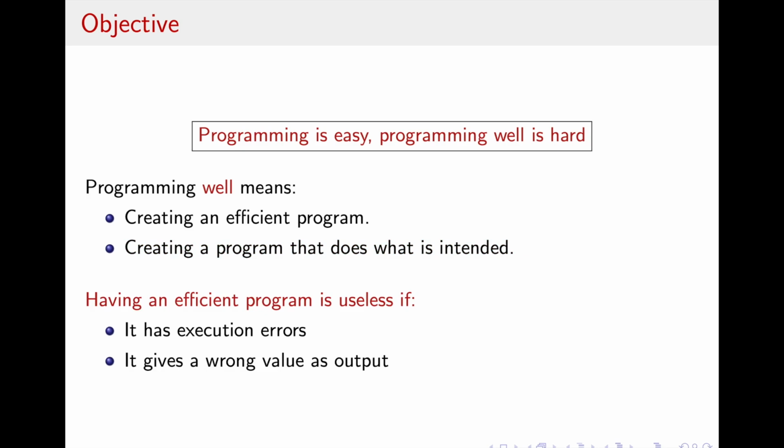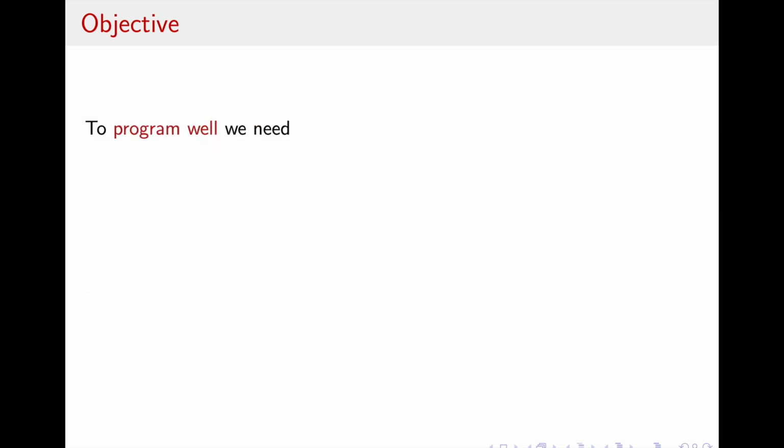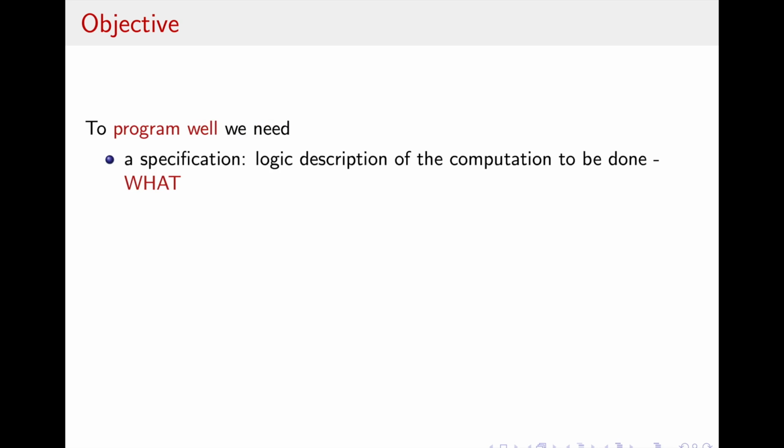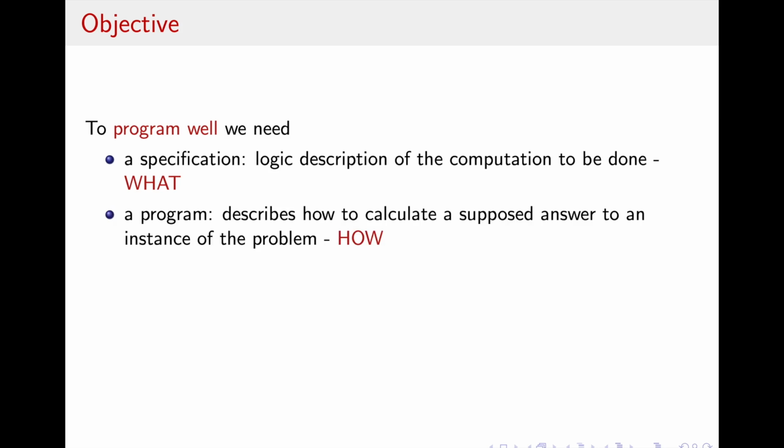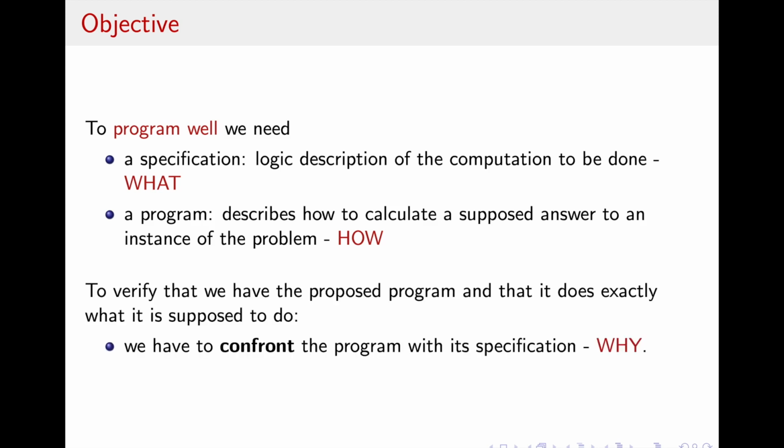That is because having an efficient program is useless if it has execution errors or if it gives the wrong value as output. So, given that, we can define three things we need to program well, and those things are a specification, which is a logic description of the computation to be done, here represented by what. We also need a program, of course, that describes how to calculate a supposed answer to an instance of the problem, represented by how, and, as a final ingredient, to verify the proposed program and that it does what it is supposed to do, we have to confront the program with its specification, here represented by why.